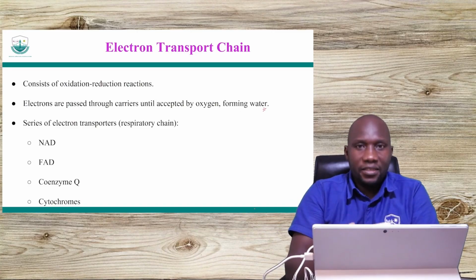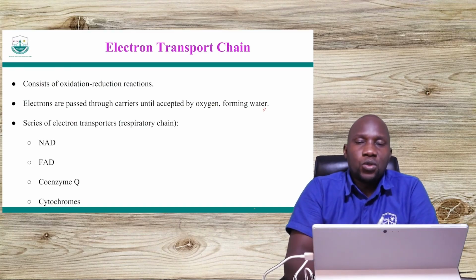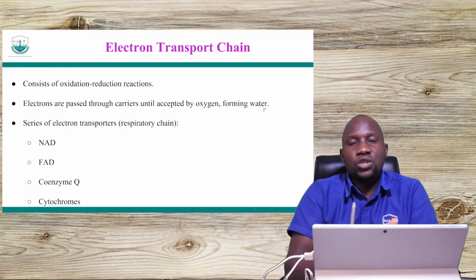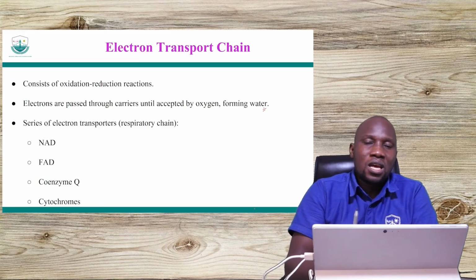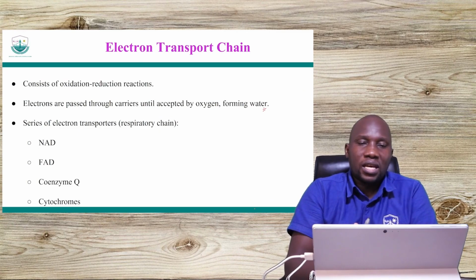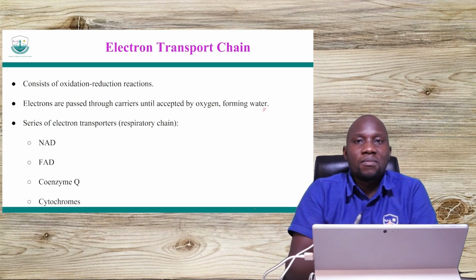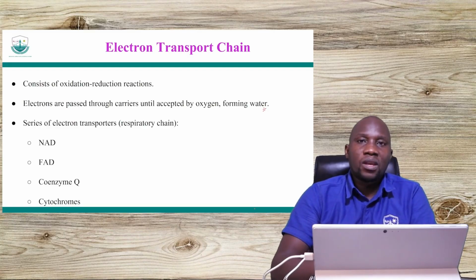Okay? In essence, the electron transport chain involves what we call redox reactions. Reduction oxidation reactions. That's what we mean. That we have compounds that are getting reduced and we have compounds that are getting oxidized. And that's why we are saying the electron transport system basically consists of this. Okay? As the electrons are moving from one compound to the other, we have reduction and oxidation taking place at the same time.